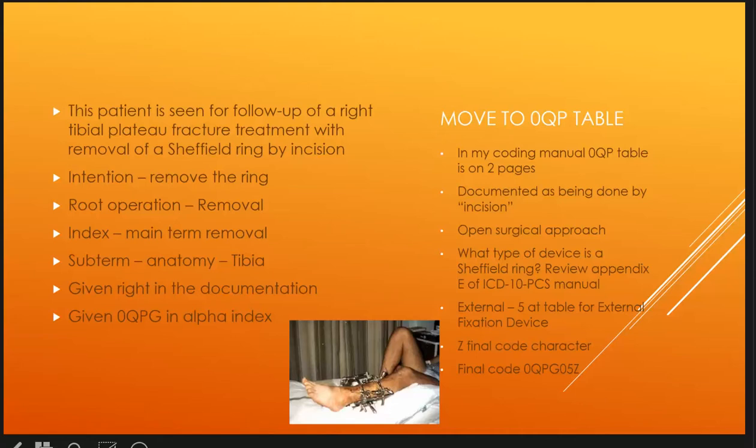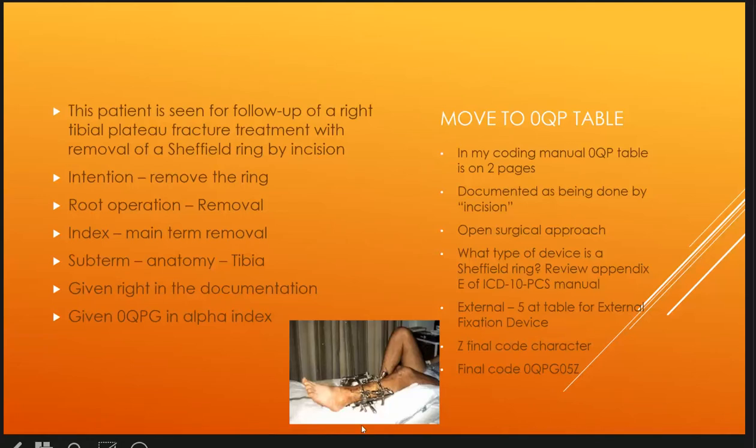Then you have to decide what type of ring this is, the Sheffield ring. You can do that 2 different ways. One way is to look at the Appendix E of your ICD-10 PCS coding manual because you have a device appendix. You will find that this is an external fixation device. You could also use your favorite search engine to find out what is a Sheffield ring. It's basically an external fracture fixation device for someone who has had a tibial fracture, and they're going to use this ring to stabilize their fracture.